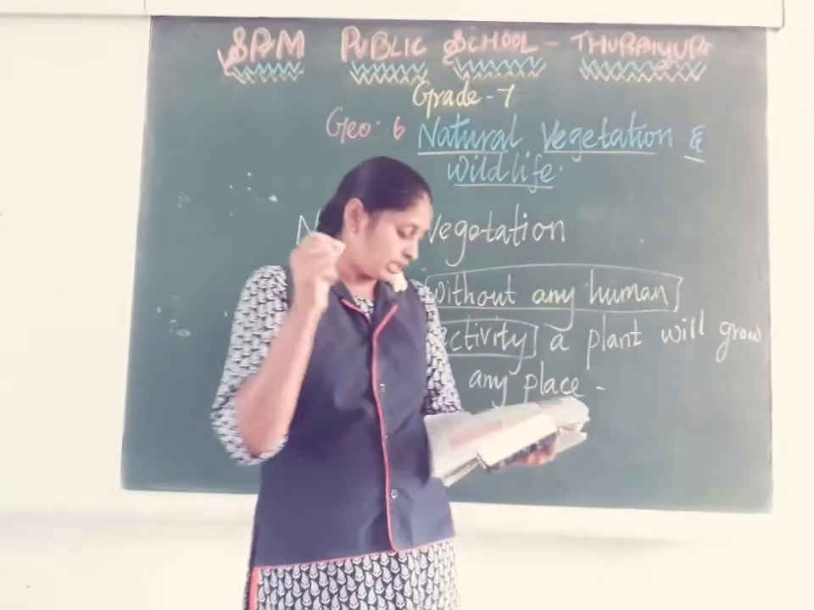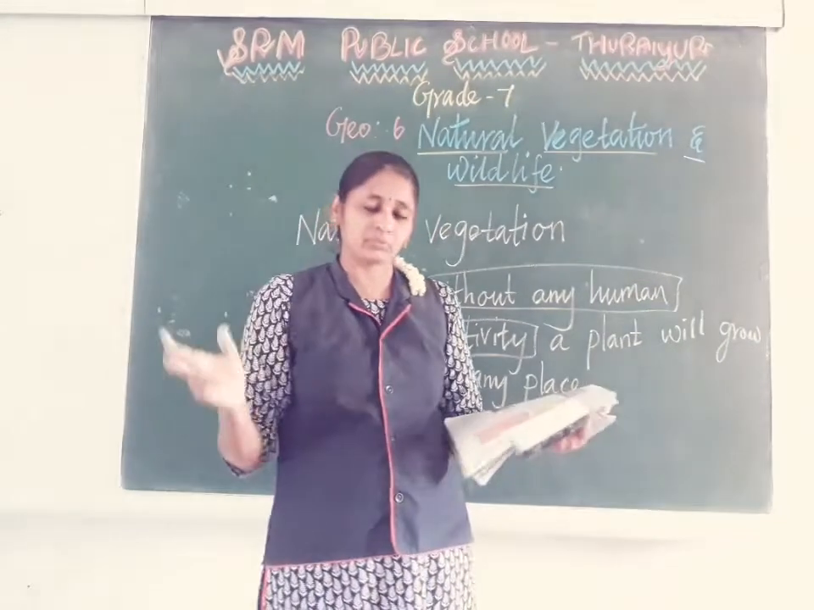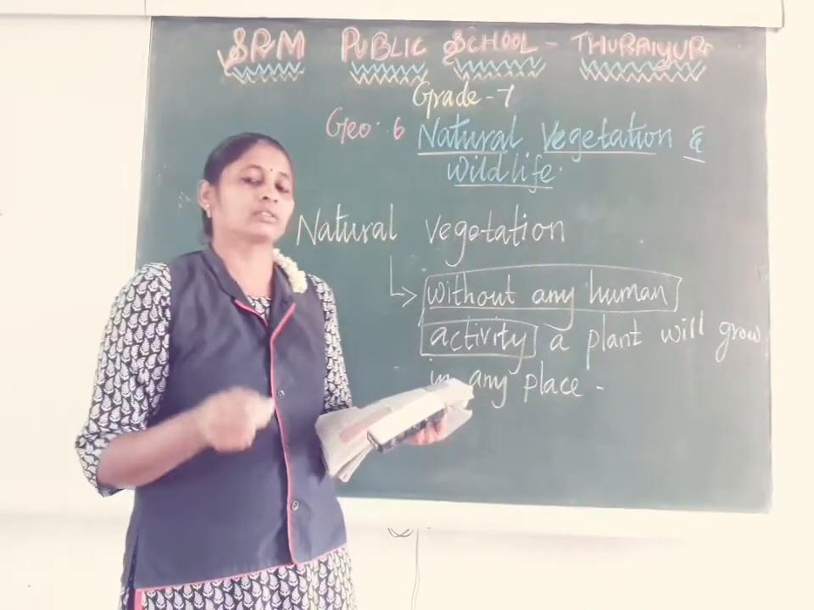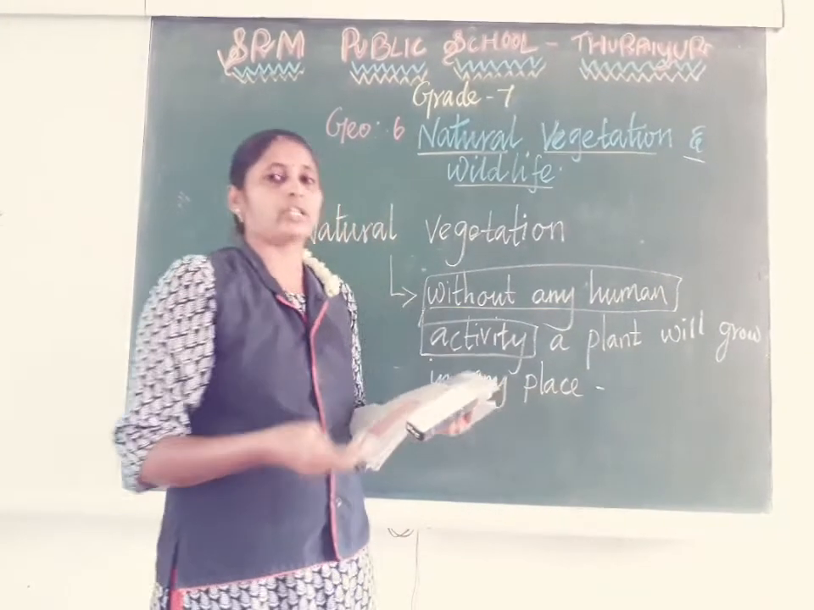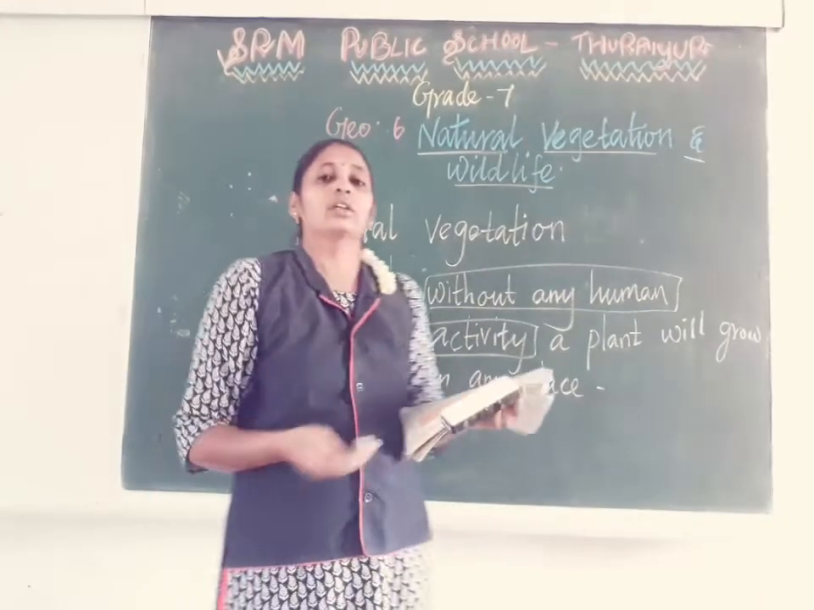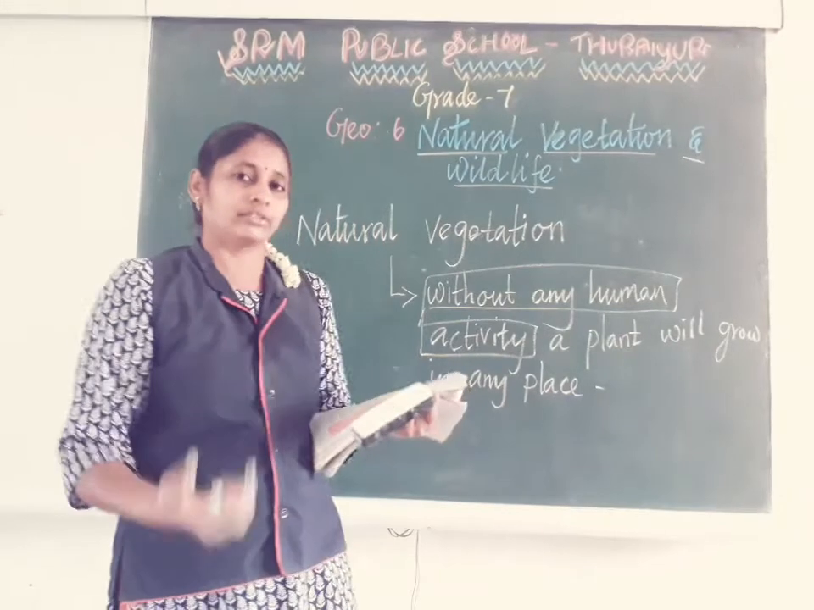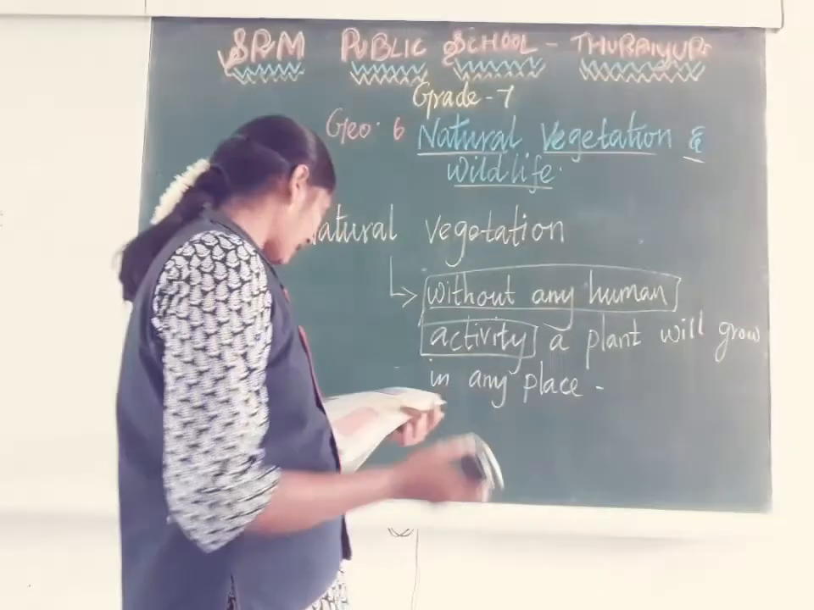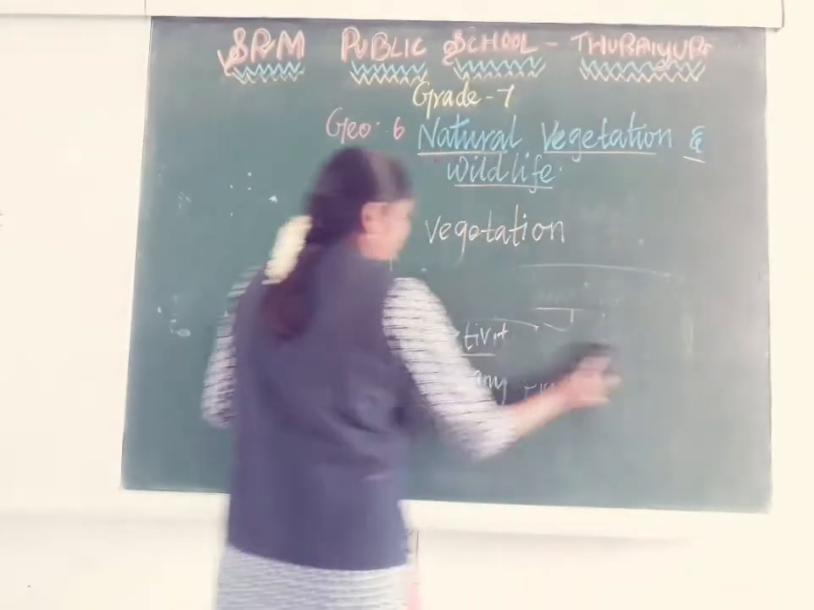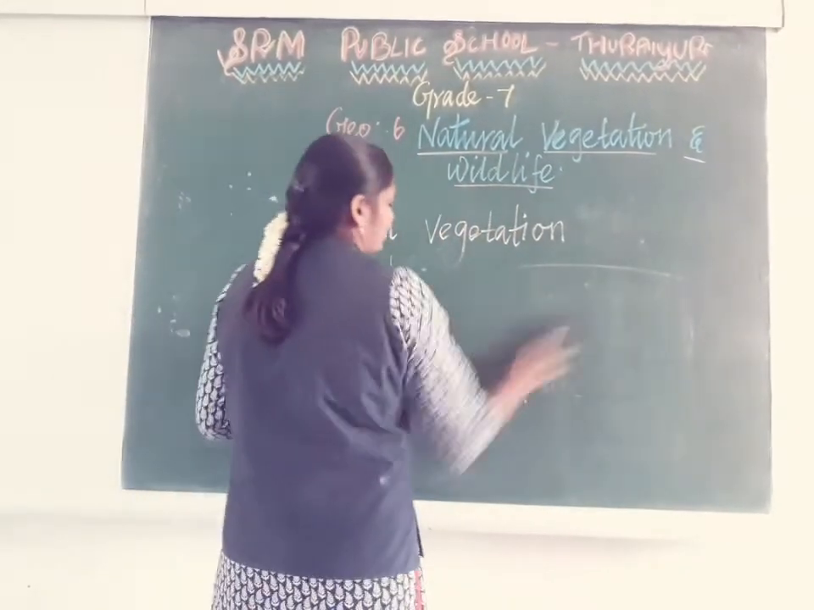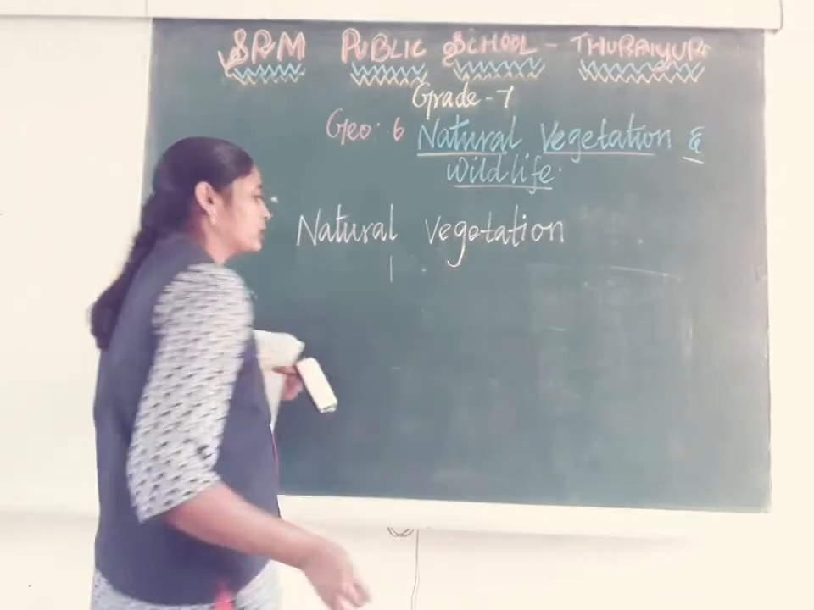The natural vegetation varies from place to place. It depends upon the land, the location, the weather condition and the soil, so the plants will differ. What is the classification of natural vegetation? We can classify natural vegetation into 3 categories.